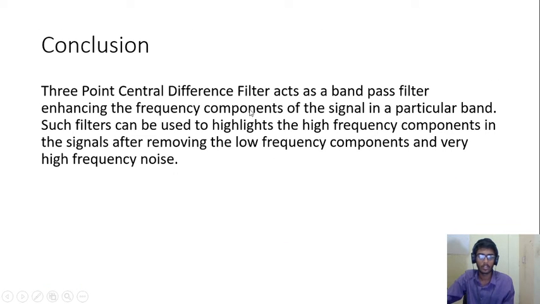So the 3-point central difference filter essentially acts as a band pass filter. It enhances frequency components of the signal in a particular band. Such filters can be used to highlight the high frequency components in the signal after removing the low frequency components and very high frequency noise. That's why we are easily able to obtain better results than the first order difference filter.